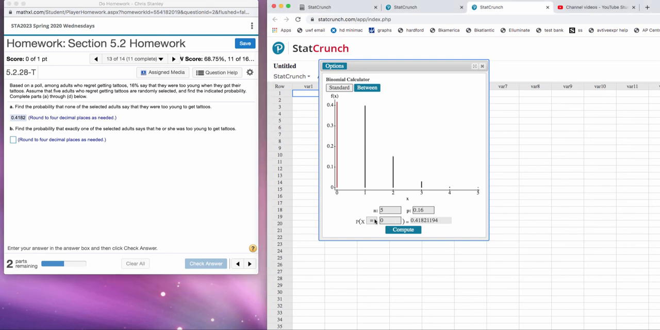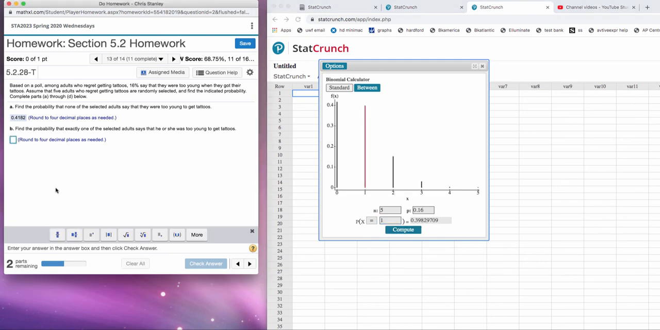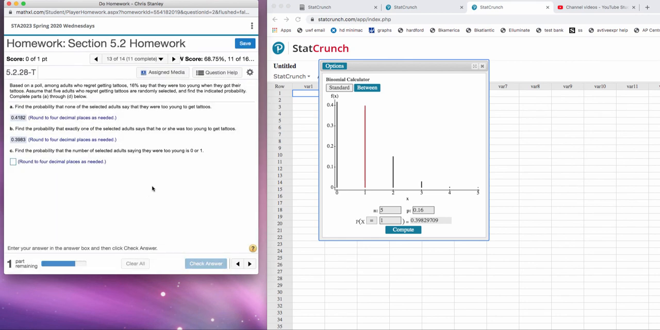Exactly 1, I'm over here now. Exactly isn't equal to. So this is like one of the 5 regret it. So 0.3983. Okay, 4 decimals, 4 decimals. A 0 or a 1. A 0 or 1 is less than or equal to 1. 0 or 1 is 1 or 0. 0.8165.